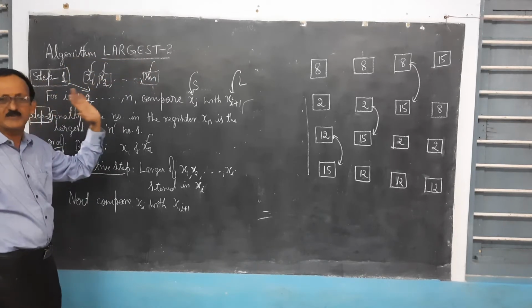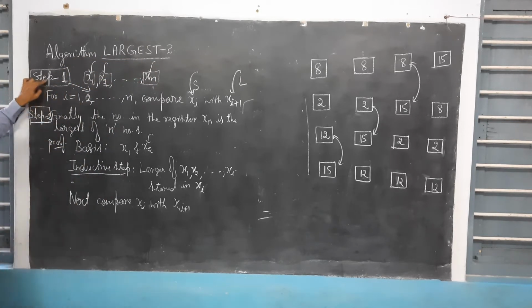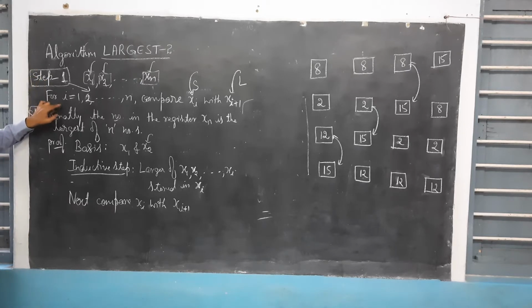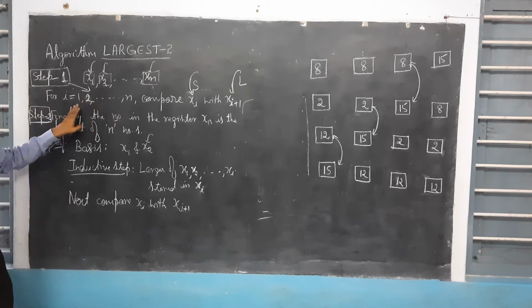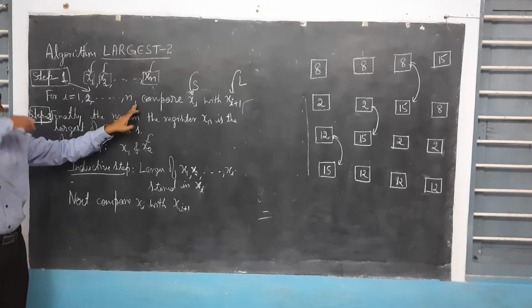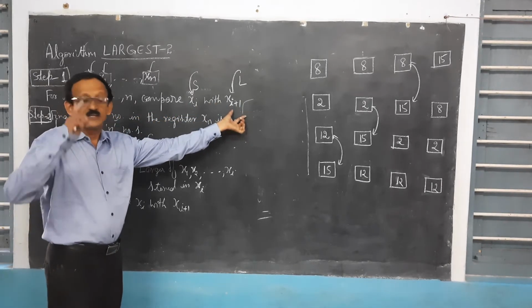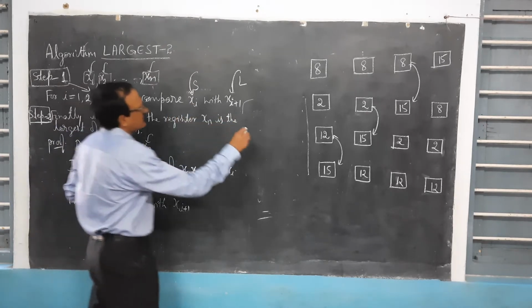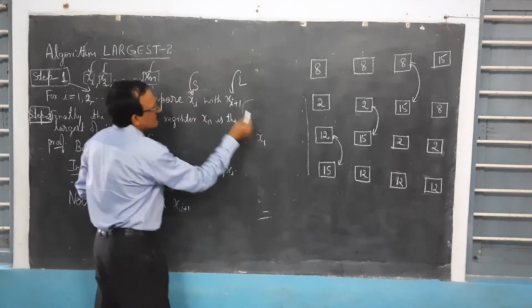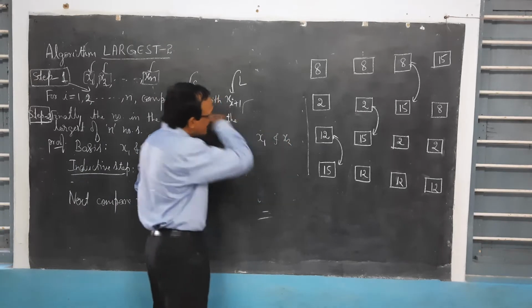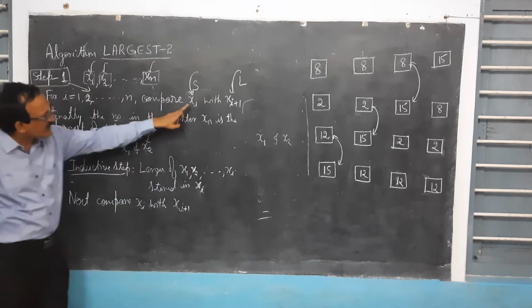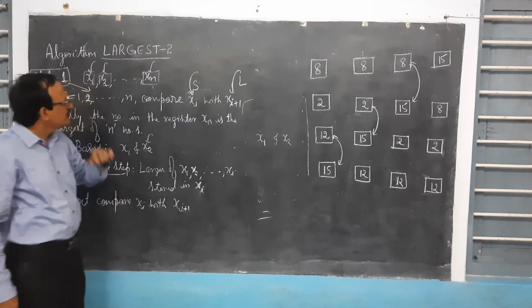In this algorithm, step 1: compare, for each value of i equal to 1, 2, etc., n, xi with xi plus 1. If you give i as 1, then compare x1 with x2. The method is this: compare xi with xi plus 1.